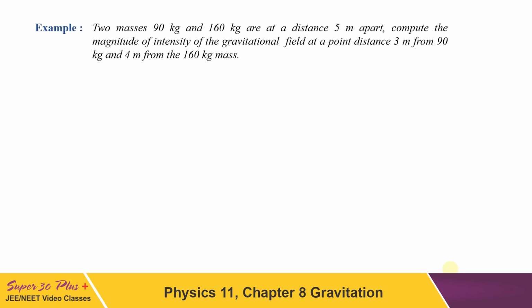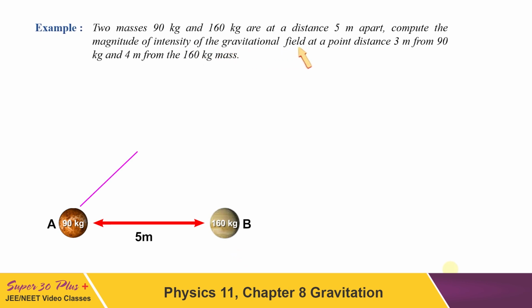One more question I have. Two masses, 90 kg and 160 kg, are at a distance of 5 meter apart. Compute the magnitude of intensity of gravitational field at a point which is at a distance of 3 meter from the 90 kg and 4 meter from the 160 kg mass.